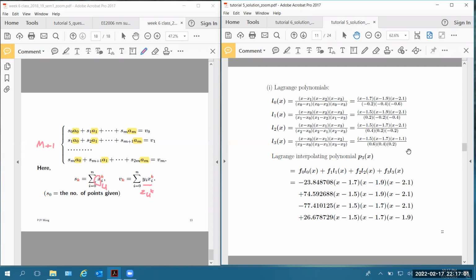The numerator is just everything except for x0, and the bottom is x0 on the left, and the others, x1, x2, x3, on the right after subtracting. I'm not sure which one you're talking about. You're talking about L0? Yeah, I think I got the idea of it. Now if I see the solution, it's fine. Thanks, Prof.